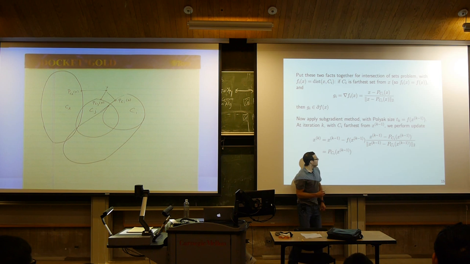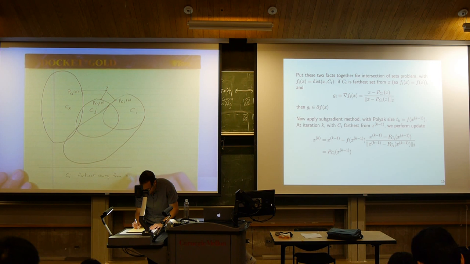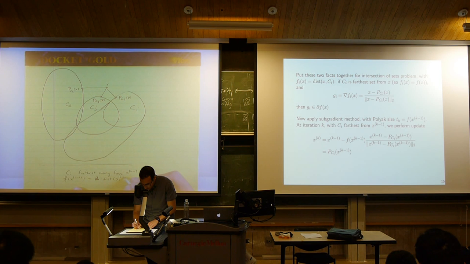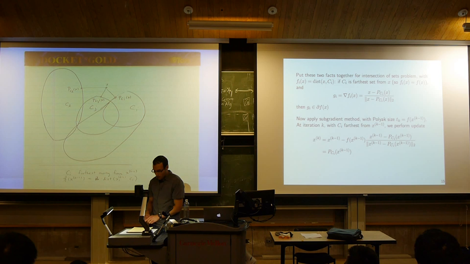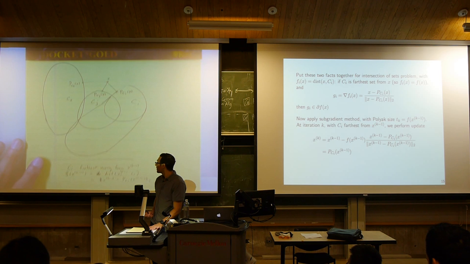Let's rearrange this to find that if C_i was farthest away from x_{k-1}, then our criterion value at x_{k-1}, which remember is the maximum distance from x_{k-1} to all the sets, is equally well the distance from x_{k-1} to C_i, because it's the farthest away. That's how we defined it. And that is nothing else than the 2-norm of x_{k-1} minus the projection of x_{k-1} onto the set C_i. That's just the definition of the distance function.